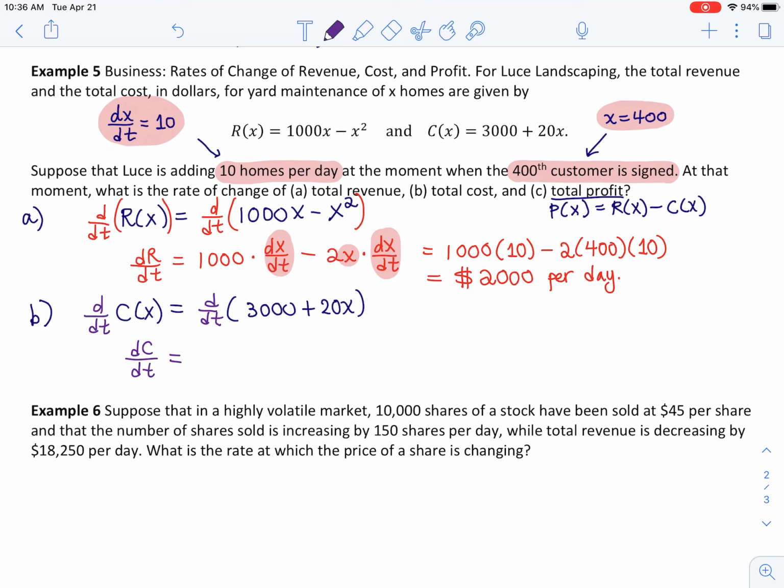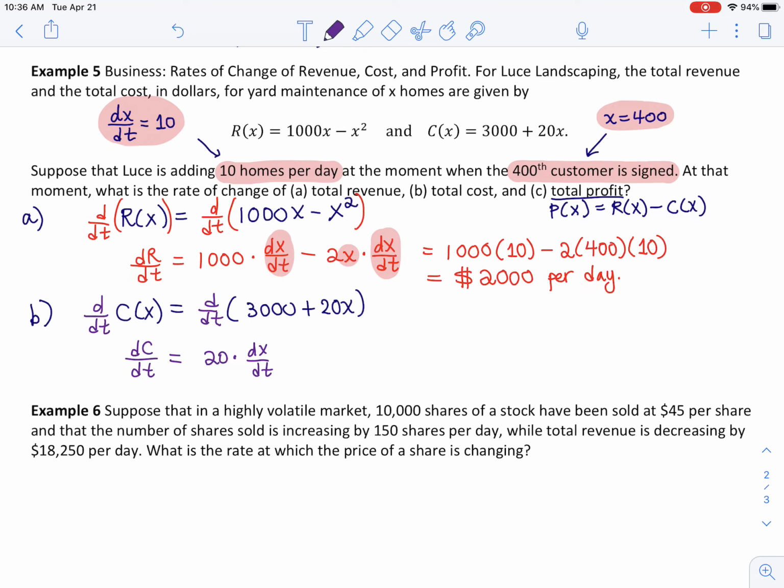Take the derivative with respect to time on both sides. So if you do that, that's going to be what? dC/dt, the change in cost with respect to time, is equal to... now what happened to that 3,000? That's just a constant, so that's just gone. No more 3,000. But we're going to have 20x.